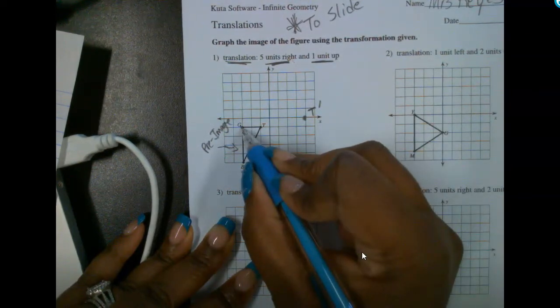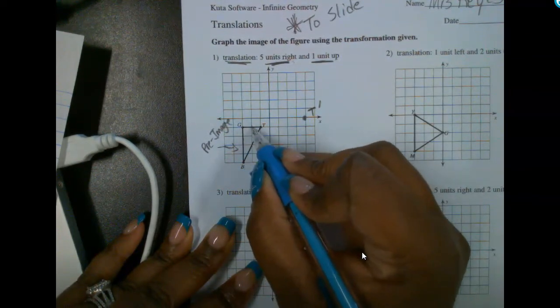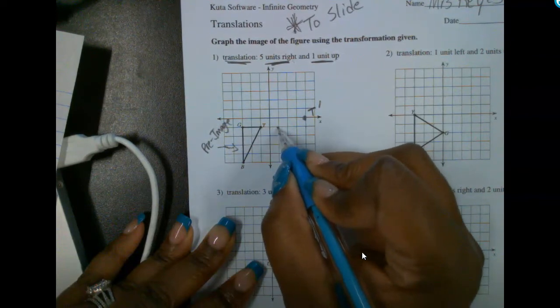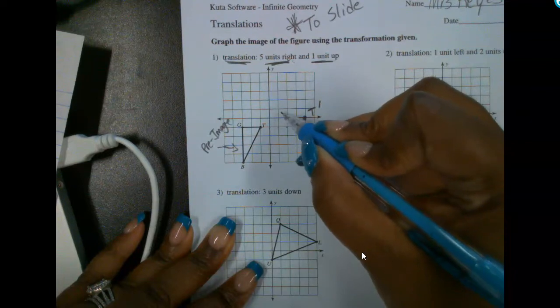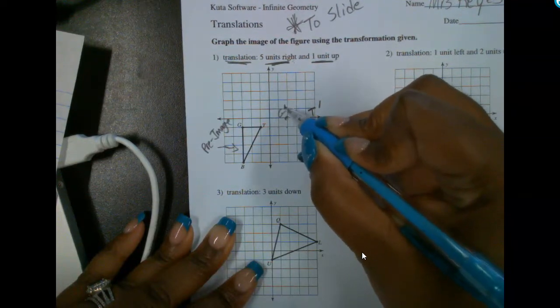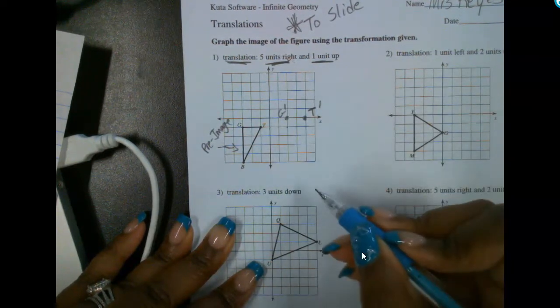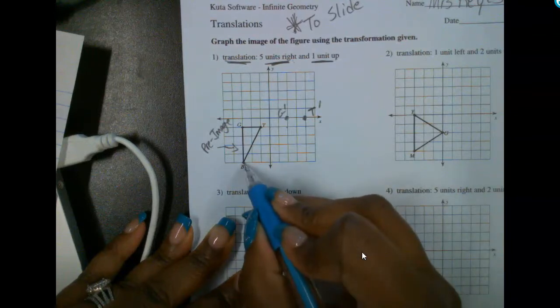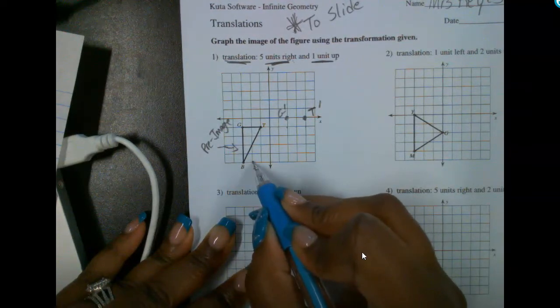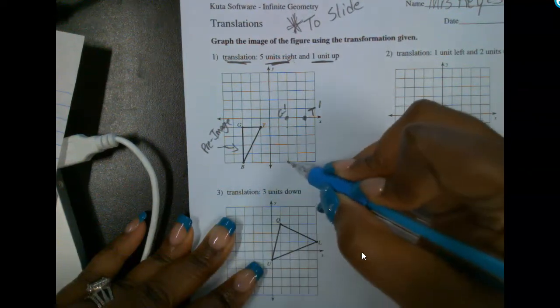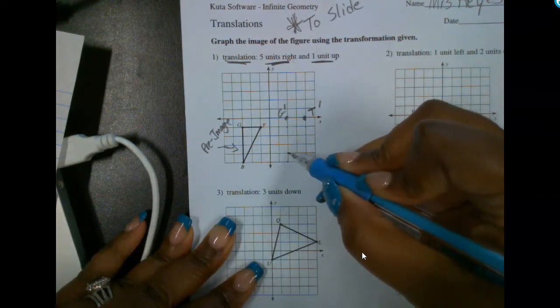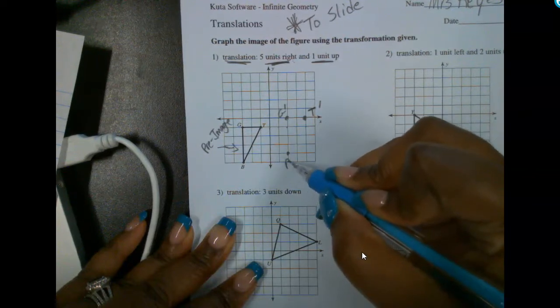G. You're going to go 5 units to the right. 1, 2, 3, 4, 5, and you're going to go up 1. This is your new location for G. This is G prime. Now let's do B. 5 units to the right. 1, 2, 3, 4, 5. Up 1. 1 right here. This is B prime.